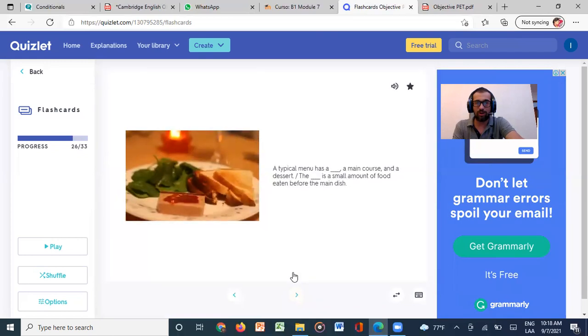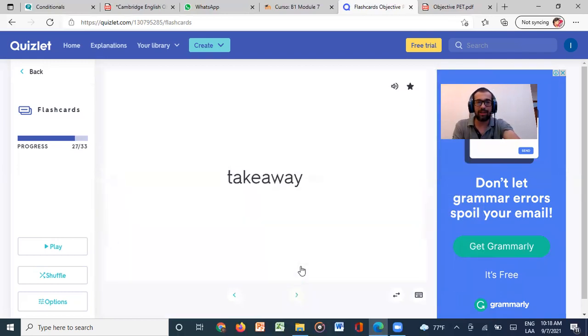Starter. A typical menu has a starter, a main course, and a dessert, right? The starter is a small amount of food eaten before the main dish, right? It can be a soup, it can be a salad. So that would be starter. Let's go with number 27.